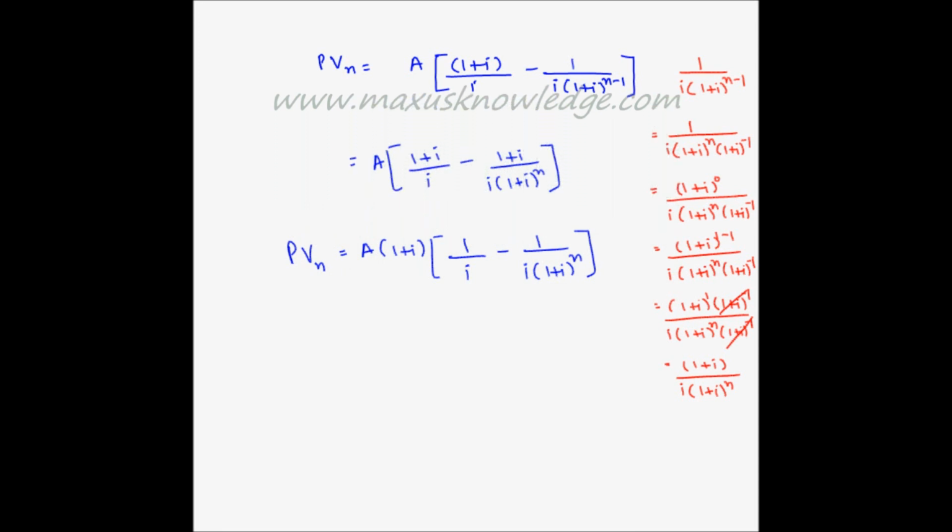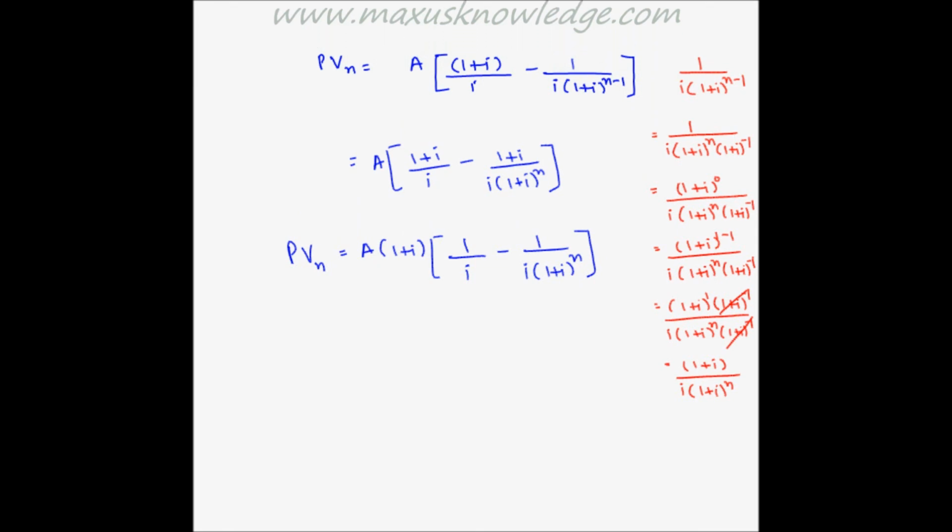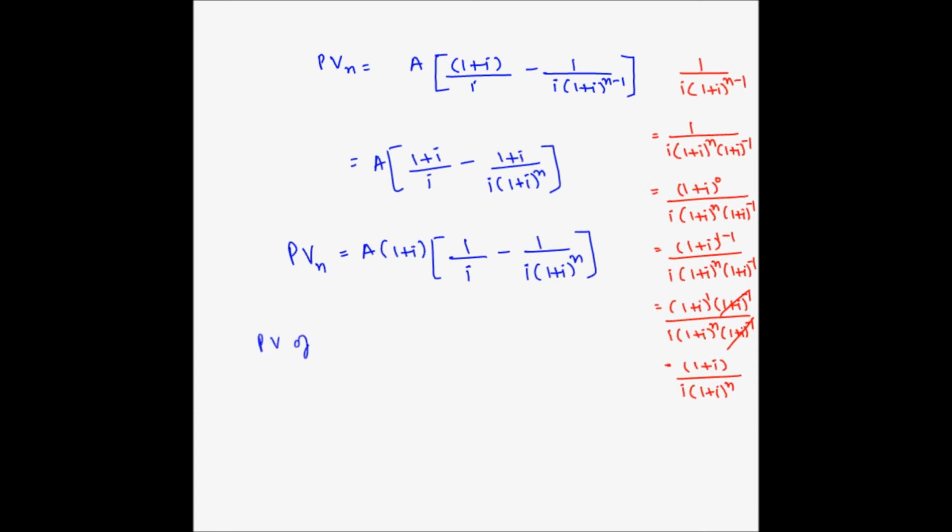Now if you recollect, the present value in case of an ordinary annuity is A into bracket 1 divided by I minus 1 divided by I into (1 + I)^n. So in case of annuity due, we have added a (1 + I). So we can also say present value of annuity due is equal to present value of ordinary annuity into (1 + I).